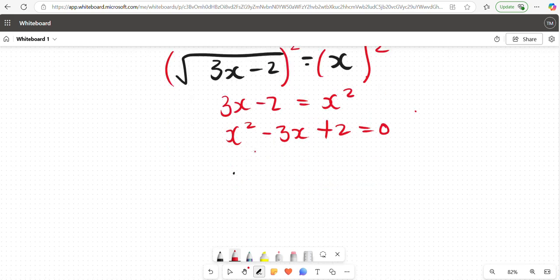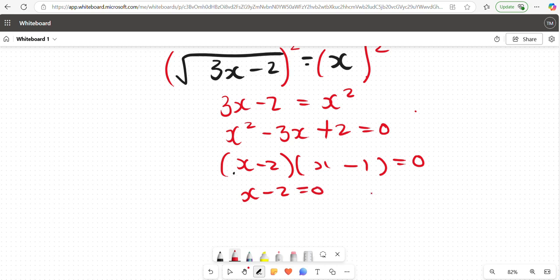Once I have it like that, I just look for factors of 2 that add to give me a minus 3, which are minus 2 and minus 1. And so x minus 2 is equal to 0, x minus 1 is equal to 0, and so x is equal to 1 and x is equal to 2. So we got these two solutions.